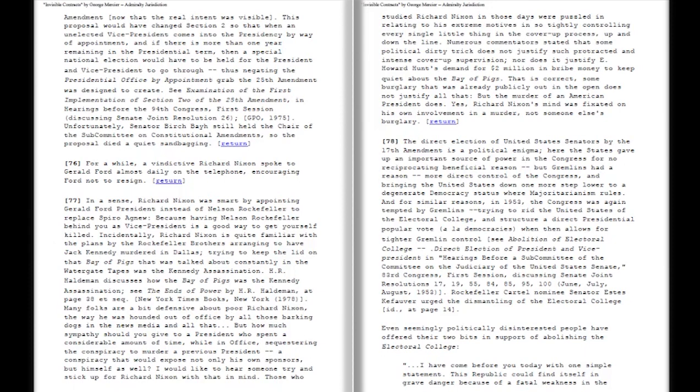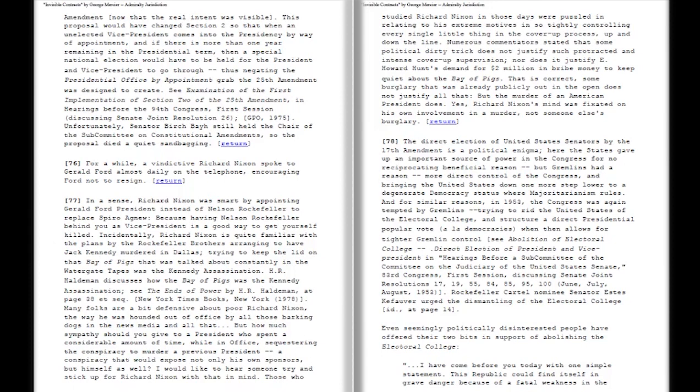Grab the 25th Amendment was designed to create. See examination of the first implementation of Section 2 of the 25th Amendment in hearings before the 94th Congress, First Session, discussing Senate Joint Resolution 26, GPO, 1975. Unfortunately, Senator Birch Bayh still held the chair of the Subcommittee on Constitutional Amendments, so the proposal died a quiet sandbagging. Return. 76 For a while, a vindictive Richard Nixon spoke to Gerald Ford almost daily on the telephone, encouraging Ford not to resign.